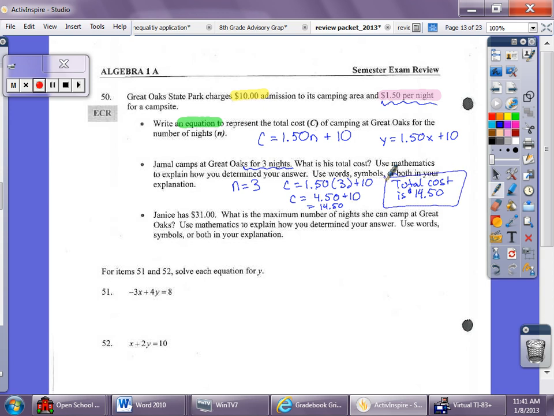Janice has $31. What's the maximum number of nights she can camp at Great Oaks? Well, she has a total of $31, so that's our total cost. So we're going to say $31 is equal to $1.50 per night plus the $10. Now we can solve this. We want to get n all by itself, so we subtract 10, 21 equals $1.50 n, and then we divide by $1.50. And 21 divided by $1.50.